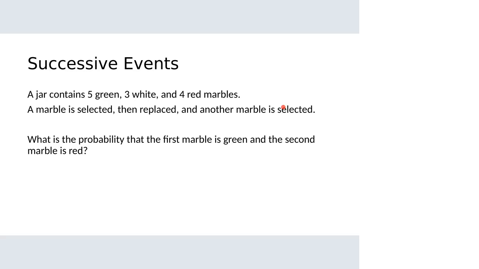So we have this jar and we can see the marbles that are inside it. And a marble is selected, then replaced. That's a really important word for us because that means we're going to take this marble out, write down what it was, put it back in, mix them up again, and then select another marble. Here we are replacing that first marble. That won't happen all the time, and it changes things a little bit when we don't replace. But in this particular case, we are going to replace it. And so let's see here. We're asked to find the probability that the first one is green and the second one is red. So we want green followed by red.